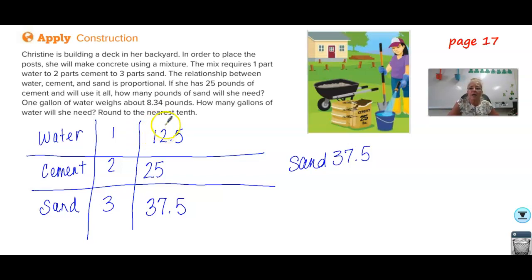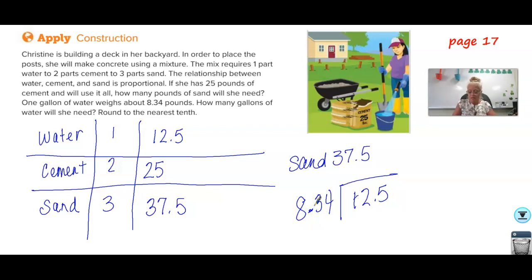Okay, so if a gallon of water weighs 8.34 pounds, we need 12.5 pounds of water. That's what this says. So how many gallons of water do we need? Well, we need to find out how many 8.34s are in 12.5, which means a division problem. We're going to take 12.5 and divide it by 8.34. Again, I would not ask you to do this problem without a calculator. We don't have time for that.